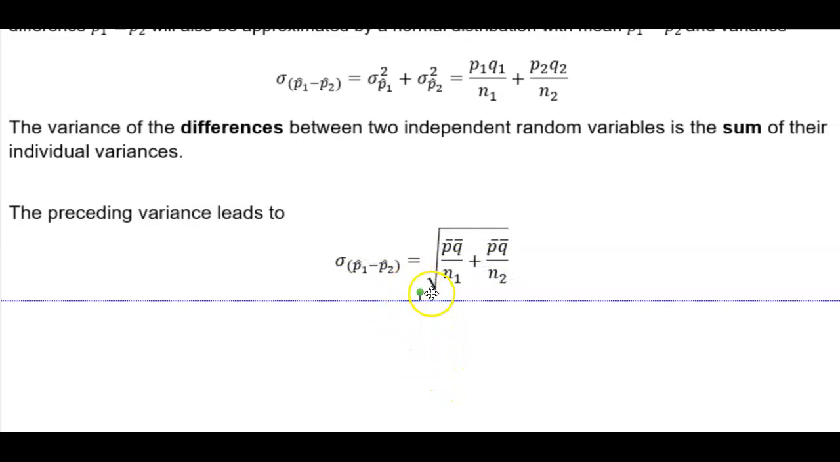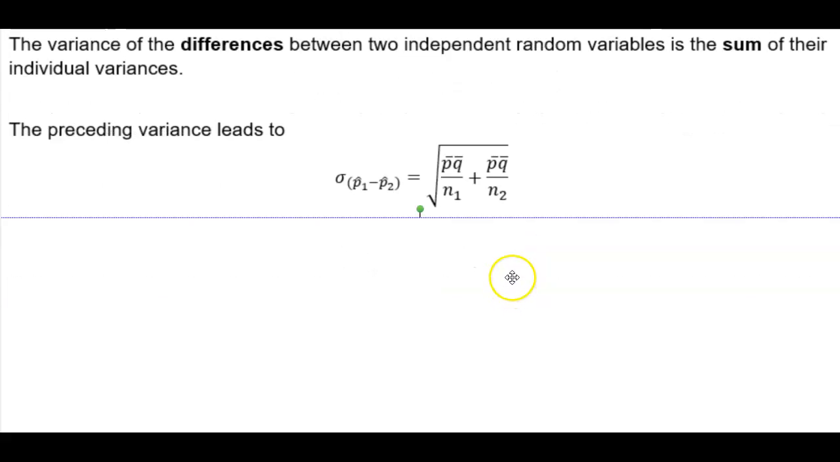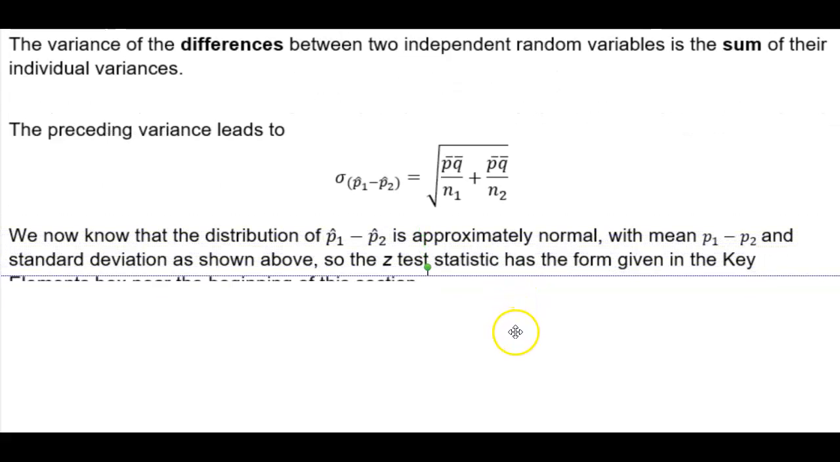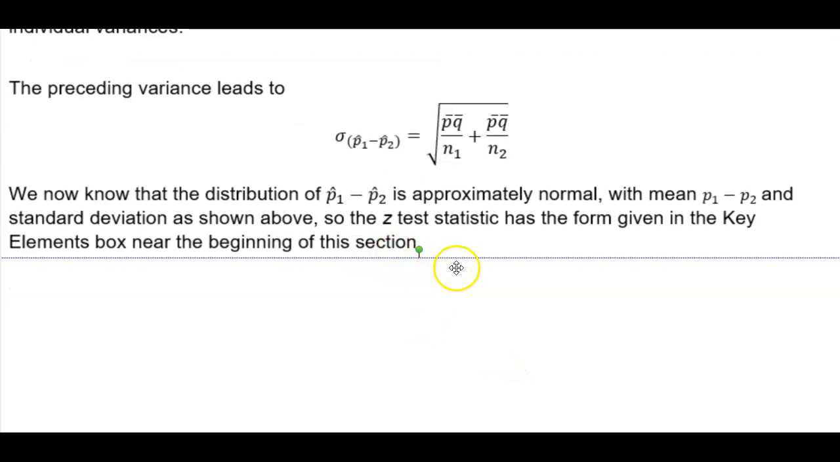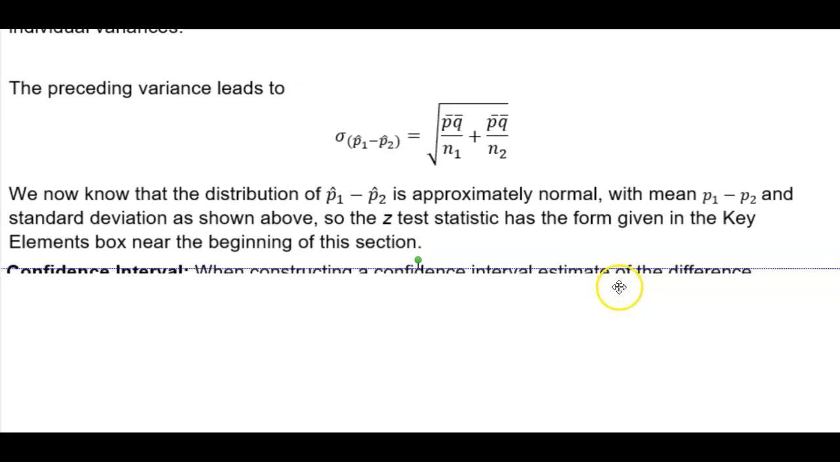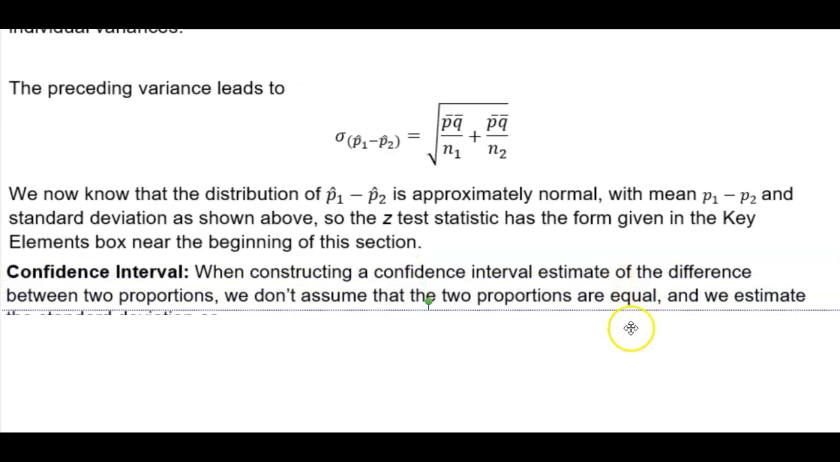We have the variance, which is equal to the square root of the pooled sample proportion times its complement over n1 plus again the pooled sample proportion times its complement over n2. Now we know that the distribution of the point estimate 1 minus point estimate 2 is approximately normal. So with the mean of population proportion 1 minus population proportion 2 and standard deviation as shown above, the z-test statistic has the form given in the key elements box near the beginning of the section.